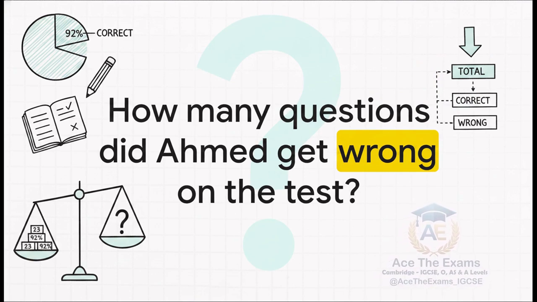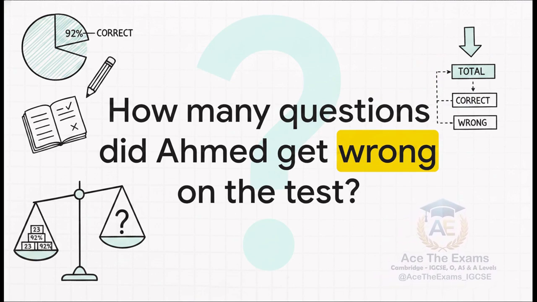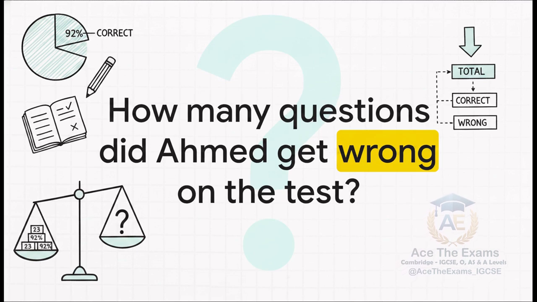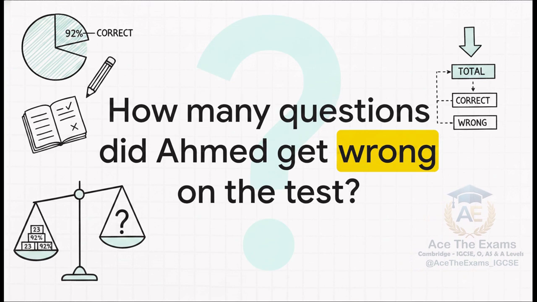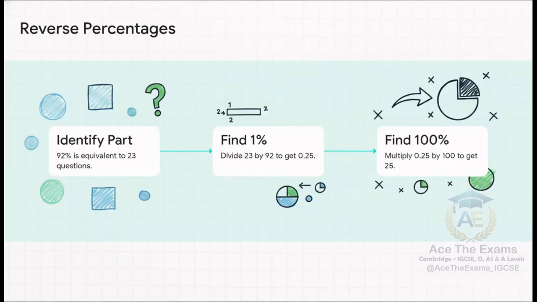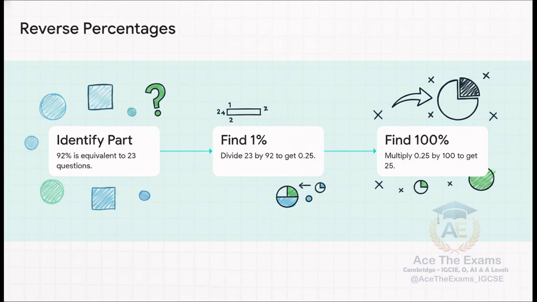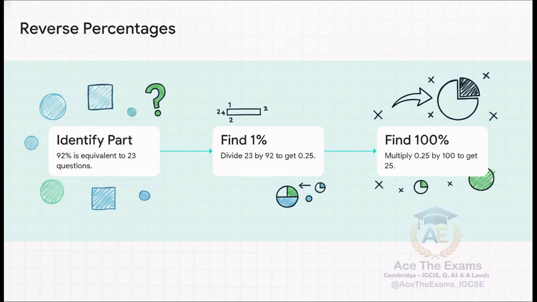Let's consider this scenario. Ahmed answered 23 questions correctly on a test, and that represents 92% of the total marks. So how do we logically figure out how many questions he got wrong? We actually have to work backwards to find the total number of questions first. And this brilliantly illustrates our 3-step reverse percentage method. Step 1. Identify what your current number represents. In this case, 92% equals 23 questions.